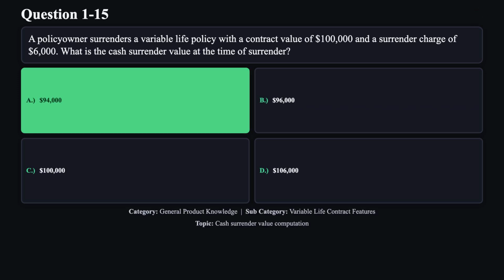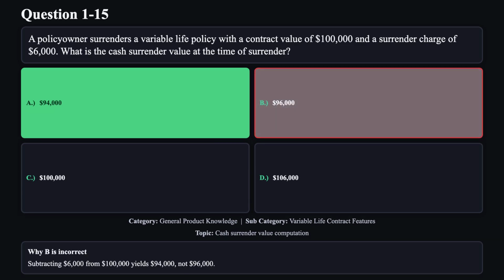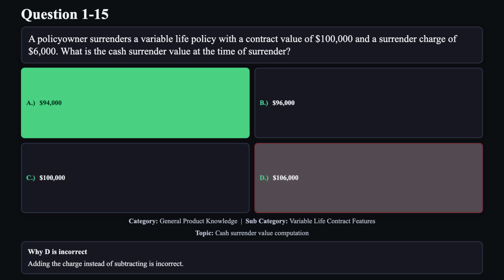The correct answer is A. Cash surrender value equals contract value minus any surrender charges, resulting in $100,000 minus $6,000 equals $94,000. However, net of loan or other items can affect it. In this scenario, only the surrender charge applies. Reason B is not correct. Subtracting $6,000 from $100,000 yields $94,000, not $96,000. Reason C is not correct. Ignoring the surrender charge would yield $100,000, which is not the cash surrender value. Reason D is not correct. Adding the charge instead of subtracting is incorrect.